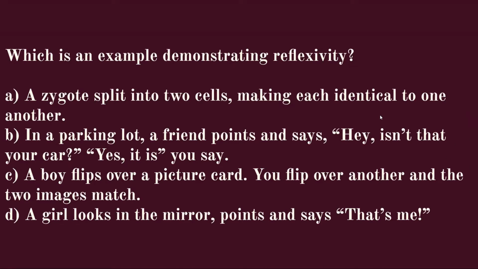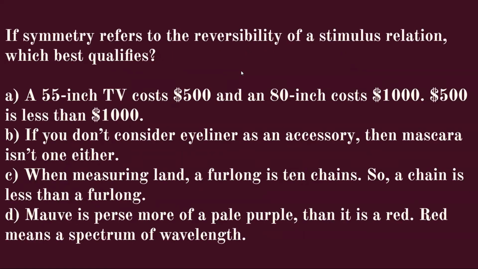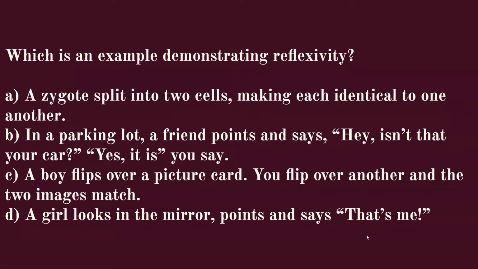Then if I look at B, in a parking lot, a friend points and says, hey, isn't that your car? Yes, it is, you say. This sounds like a verbal operant to me, honestly. It sounds like you responding to someone else's verbal behavior, so maybe we have a little bit of an intraverbal there. And the friend's question could be a mand for information. But again, we don't have a car to a car here, so we're not seeing any identity matching occur.